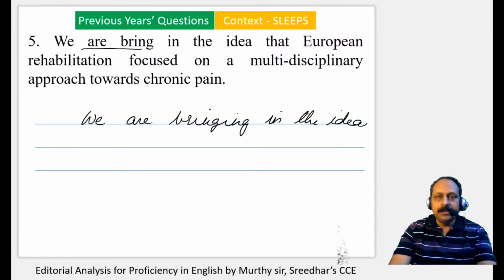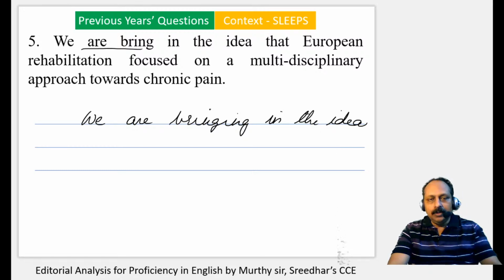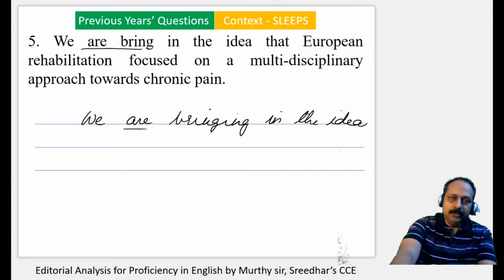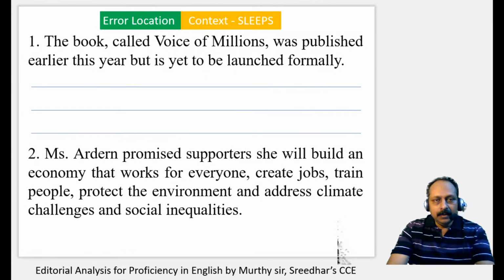It should be in present continuous tense because the primary auxiliary "to be" is there. We are bringing in. Now let us go to the questions from the newspaper. Question number 1. The Hindu paper, context, and where is the error?